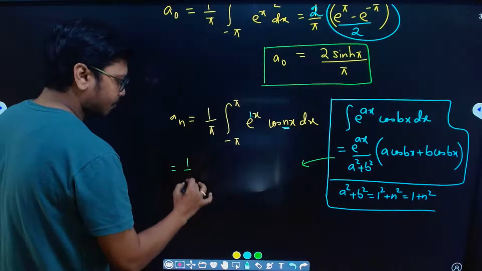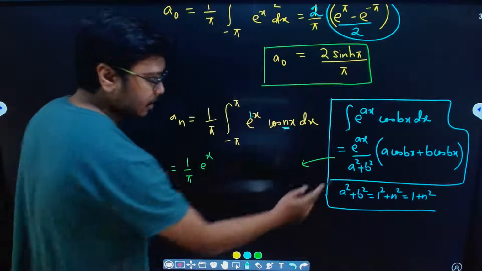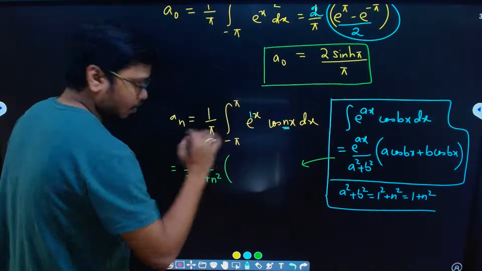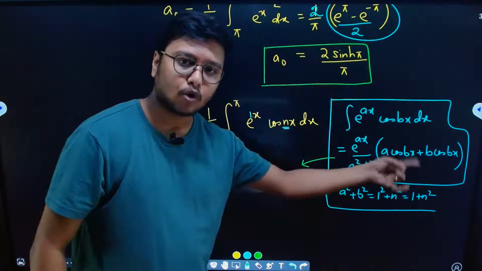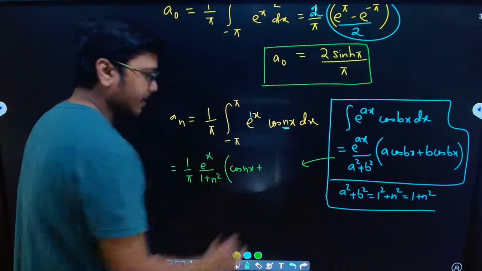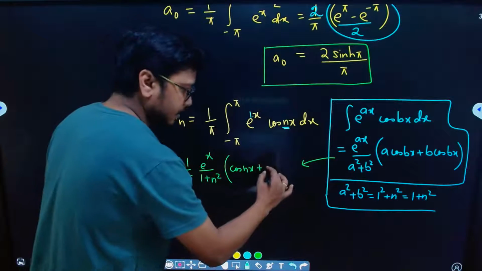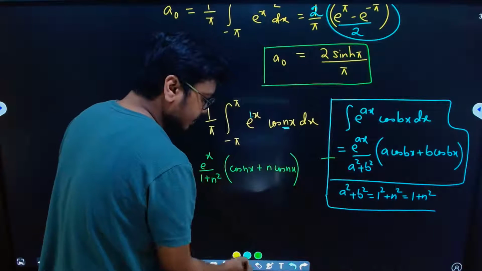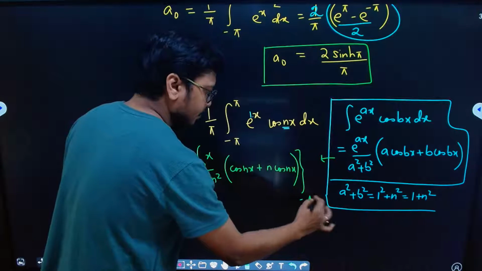I will get 1 upon pi, e to the power ax, which is simply e to the power x, by a square plus b square, which is 1 plus n square, whole common. A cos bx, a is 1, so 1 cos nx, right? Plus b sin bx, where b is n, so n sin nx, and my limit over here is minus pi to pi.